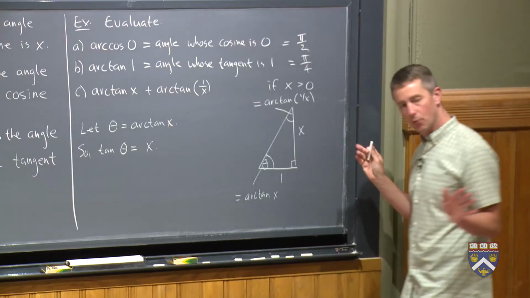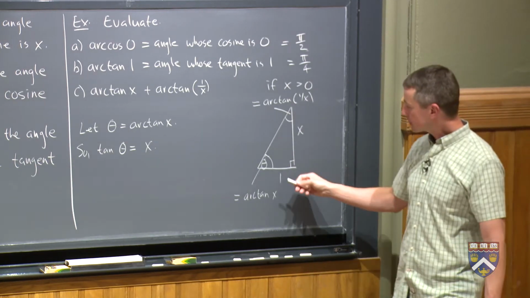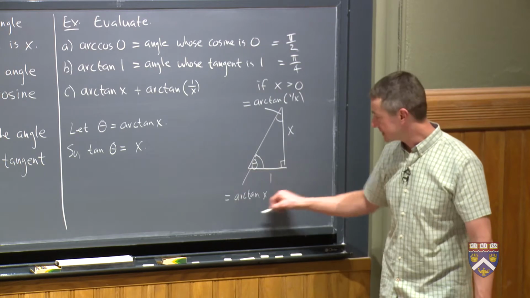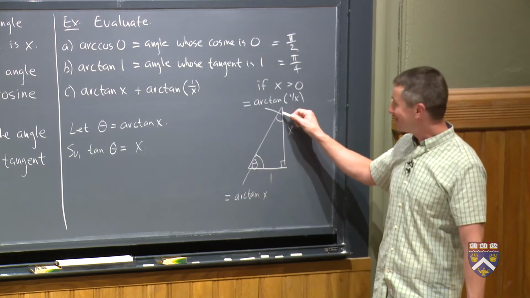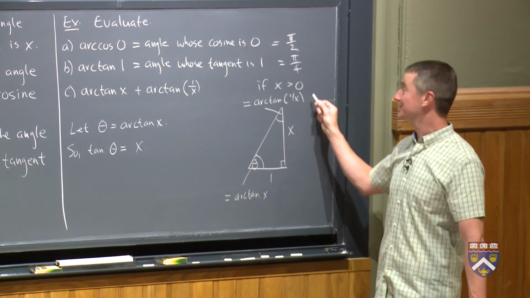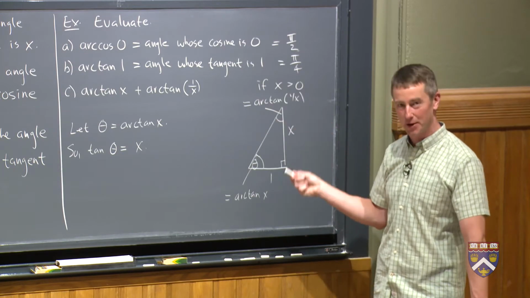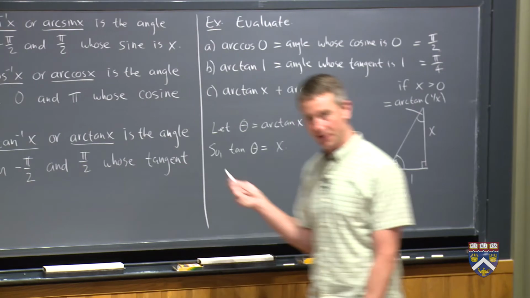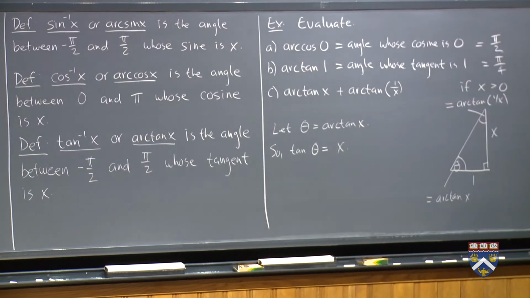And this is true no matter what x is. The tangent of this angle is x over 1. So this angle is arctan x. The tangent of this angle is 1 over x. So this angle is arctangent of 1 over x. You can go back and reread this definition of arctangent, if that helps.